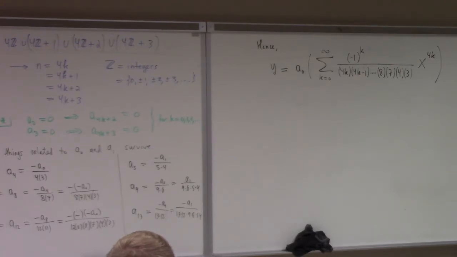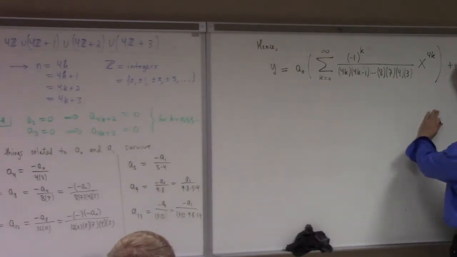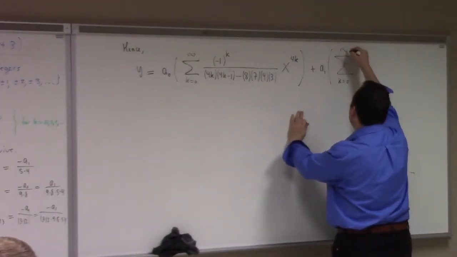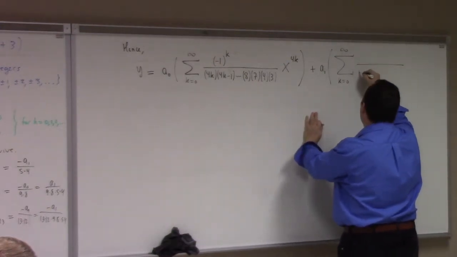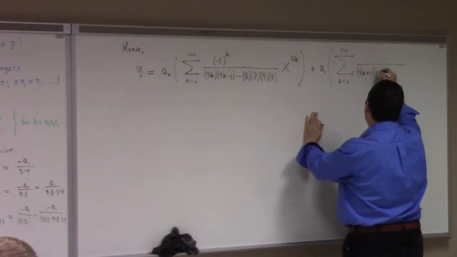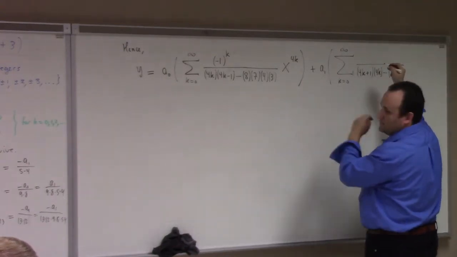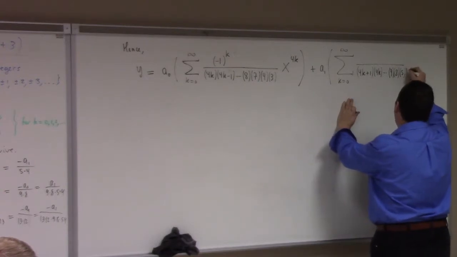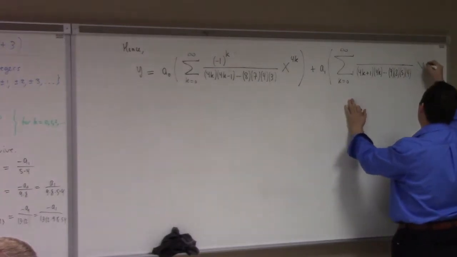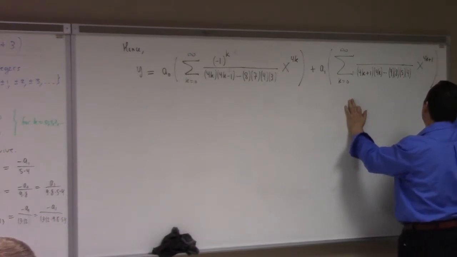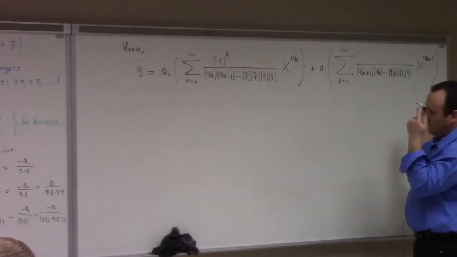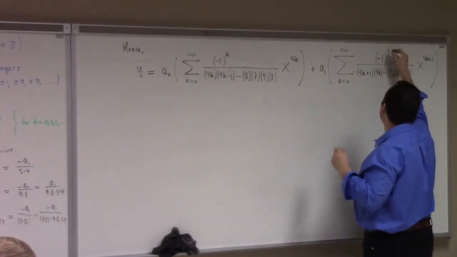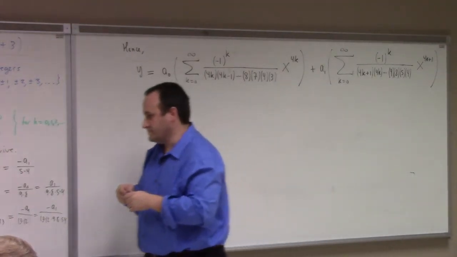Yeah, so those are attached to a sub naught. Then the a sub 1, sum k equals 0 to infinity. We have 4k plus 1 times 4k. Eventually we get to 9 times 8 times 5 times 4, and that's x to the power 4k plus 1. And I need my sign. Looks like it's minus 1 to the k again, right? There you go.